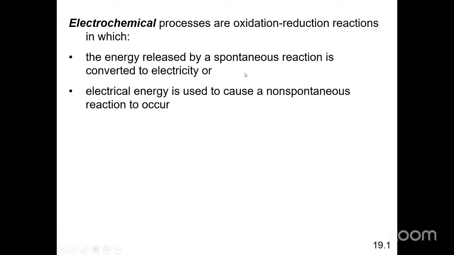Now, what happens in an electrochemical process is one of two things, right? You either have a spontaneous reaction, which produces electrical energy, or you have a situation where a reaction which would otherwise be non-spontaneous is actually caused by an electrical energy source providing energy for that reaction, all right? So all electrochemical reactions will fall under either this category or this category, all right?